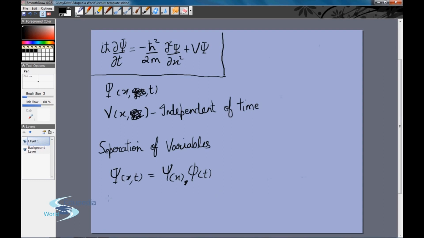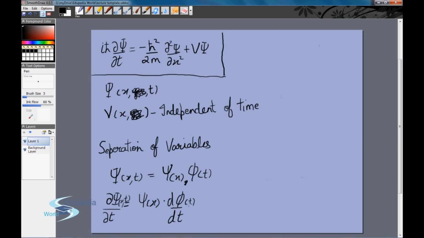The first thing we'll get is del psi by del t. Now, this is the partial derivative of this function with respect to time. But in that case, we can assume that this function is constant because partial derivative means assuming that x is constant. So this will come out to be psi of x multiplied by d phi by dt. Now notice here we had a partial derivative because this was a function of both x and t. But here you do not have a partial derivative, you have the direct derivative because this is only a function of time.